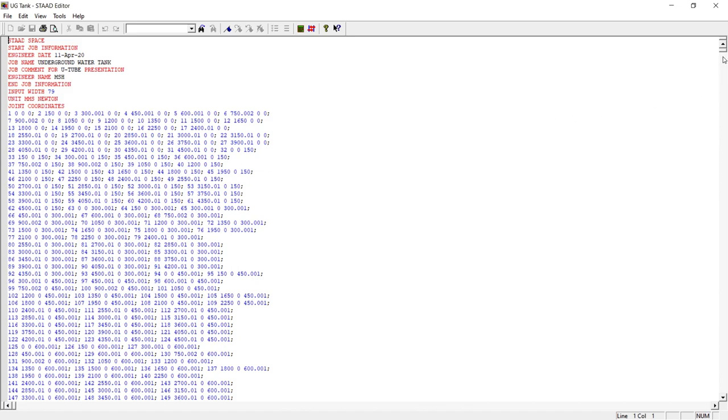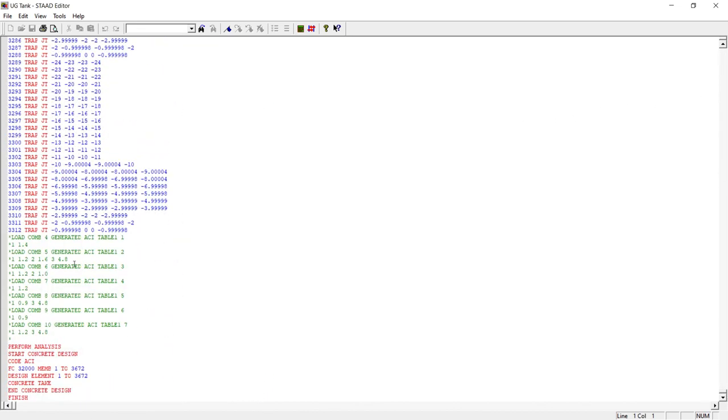Now we will go to our load combinations. Here load case number 4 was defined. Okay, let us first delete this asterisk. Now this was load case 4. Now we have added one more load case, so let it be load case 5, load case 6, load case 7, load case 8, load case 9, load case 10, and this will be load case 11.